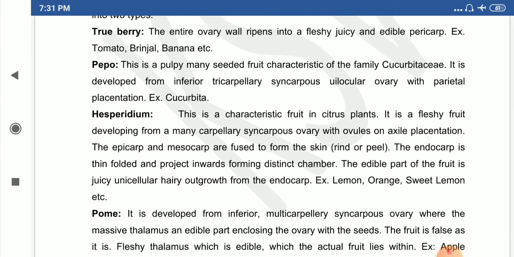Next one is hesperidium. This is characterized by the family Rutaceae. Generally, all citrus plants have fruit as hesperidium. Here the very characteristic is the axile placentation. Epicarp, mesocarp and endocarp will be there. Usually epicarp and mesocarp fuse to form a skin, that's called rind, and usually the endocarp is folded and projected inward to form distinct chambers. Sometimes these are the edible portion of the fruit. Example lemon, orange. Next one is pome.